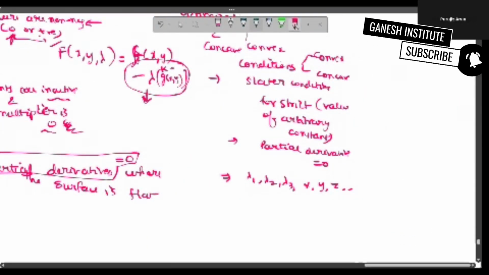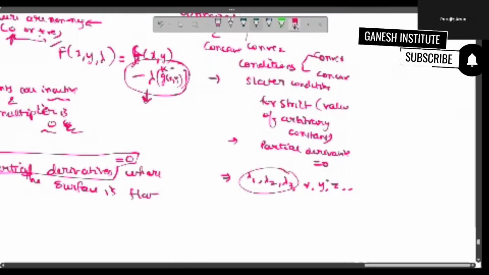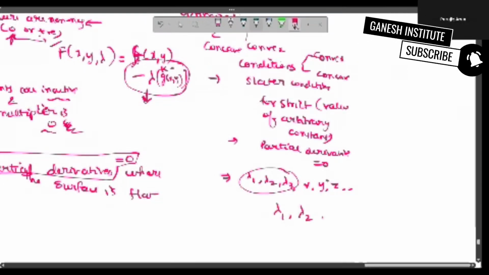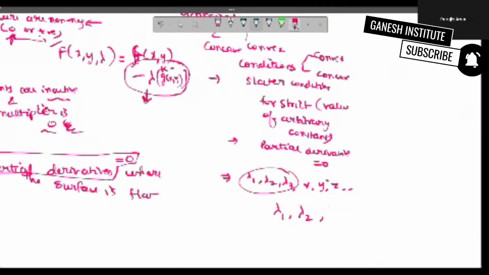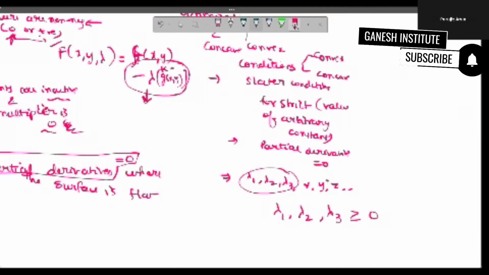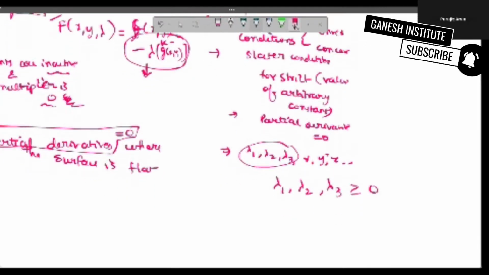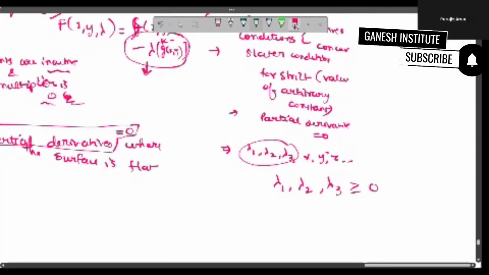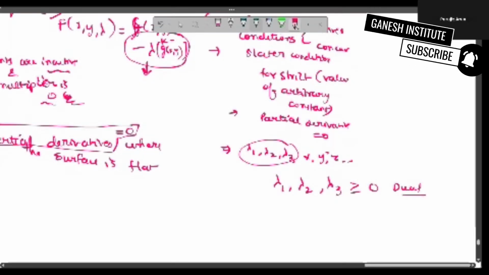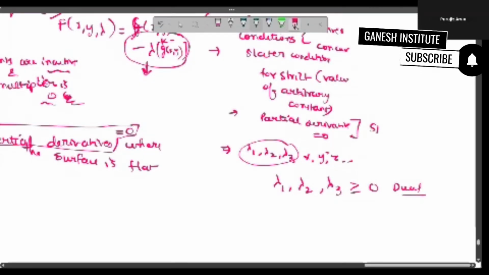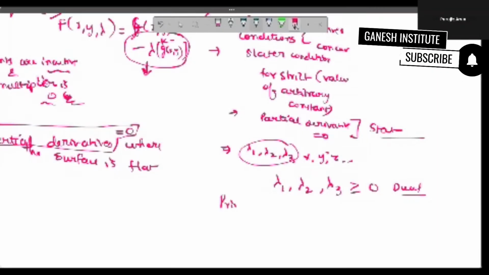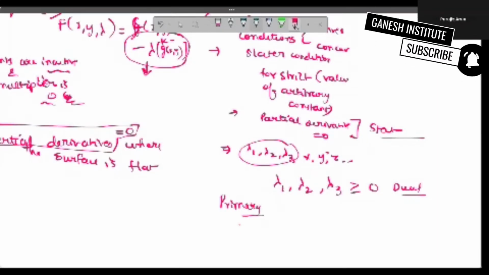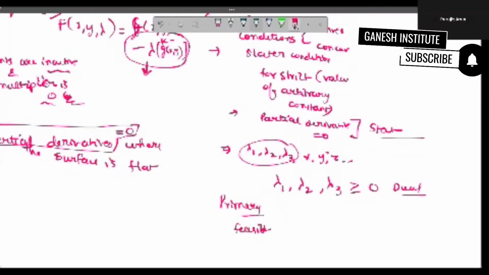But remember the condition for the multipliers: you have to find the values from this also. You have more equations to form, that they will be greater than or equal to zero. So you will say that this is dual feasibility. This was stationarity. Then you will apply primal feasibility, like checking that the constraints hold.